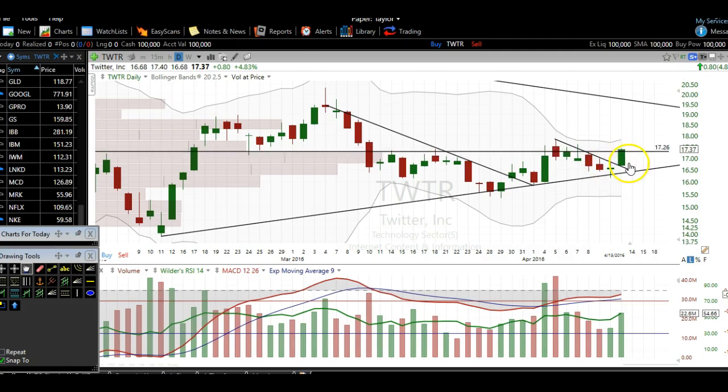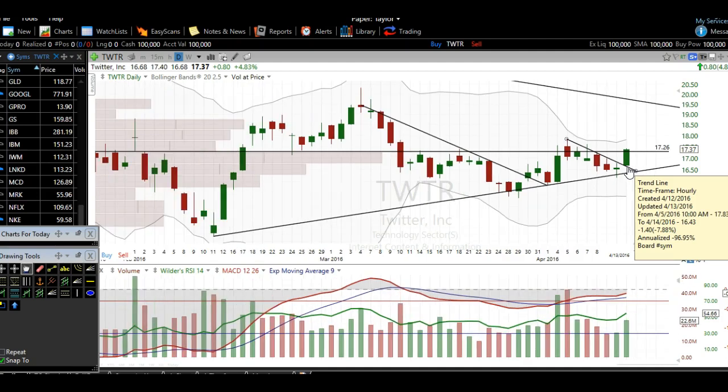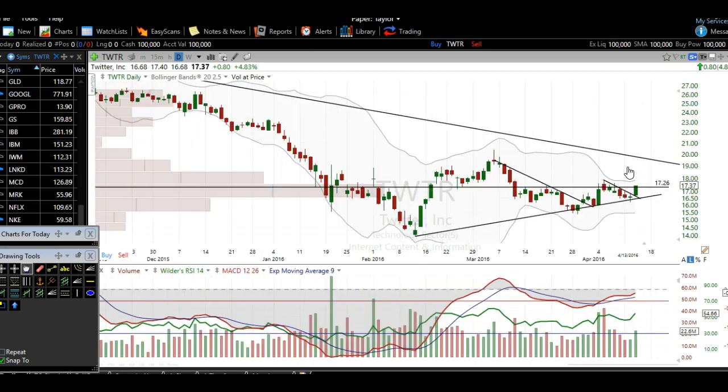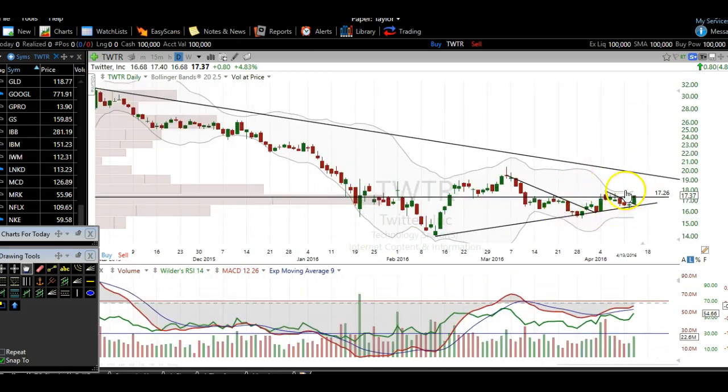It could consolidate a little bit lower, but again, I think that's going to be a buying opportunity. Same kind of look as GoPro a little bit, in that we've got a really tight range here, and we've got this uptrend line right here. We're breaking over these little downtrend lines. We're making higher lows right here, and we're about to start making higher highs.